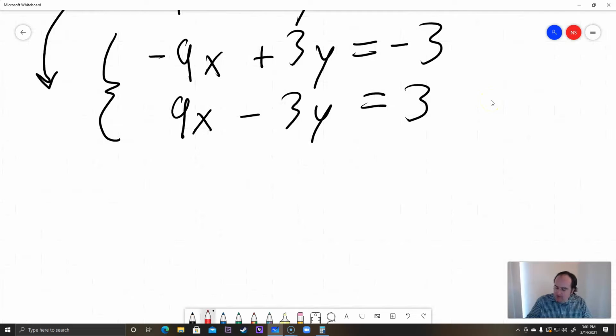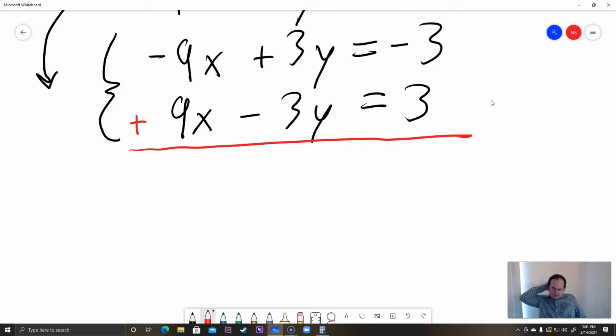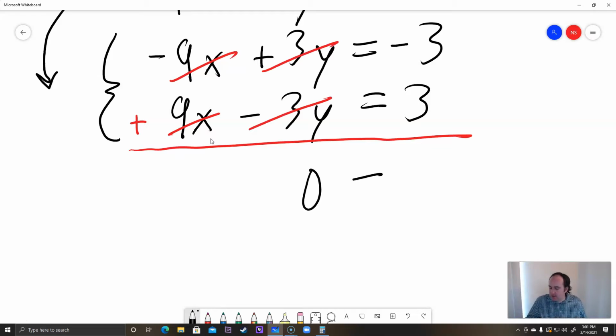But we can already see that these equations are basically the same thing, but every term is an opposite. So this is another weird case. So we can see that negative 9x plus 9x is 0, so these cancel out. 3y minus 3y is also 0, so those cancel out. So on the left side we just have 0. And then on the right side, strangely enough, negative 3 plus 3 is also 0. So on the right side we also have 0. So we have 0 equals 0.